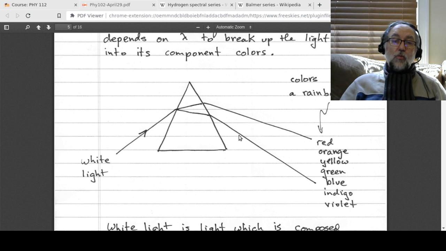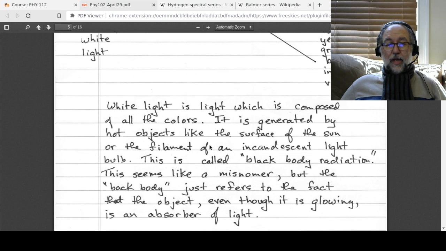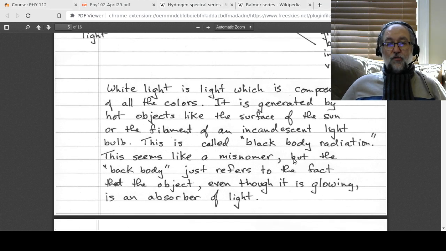Now, I do want to say a little bit about where light comes from. Like what is the source of light? One source of light, you can say white light, like this. Where does this white light come from? Well, the most obvious source is the sun, and another source is an incandescent light bulb. And these sources of light are what are known as black body radiators. It's known as black body radiation.